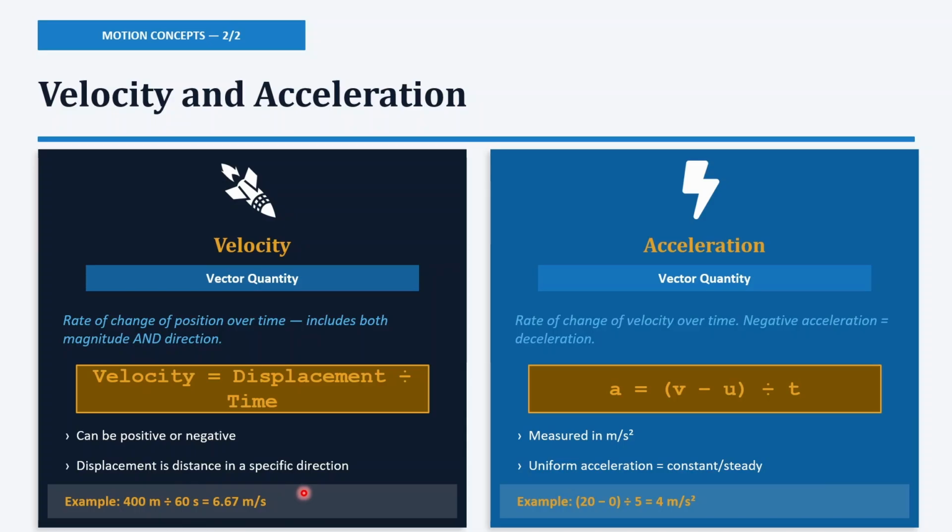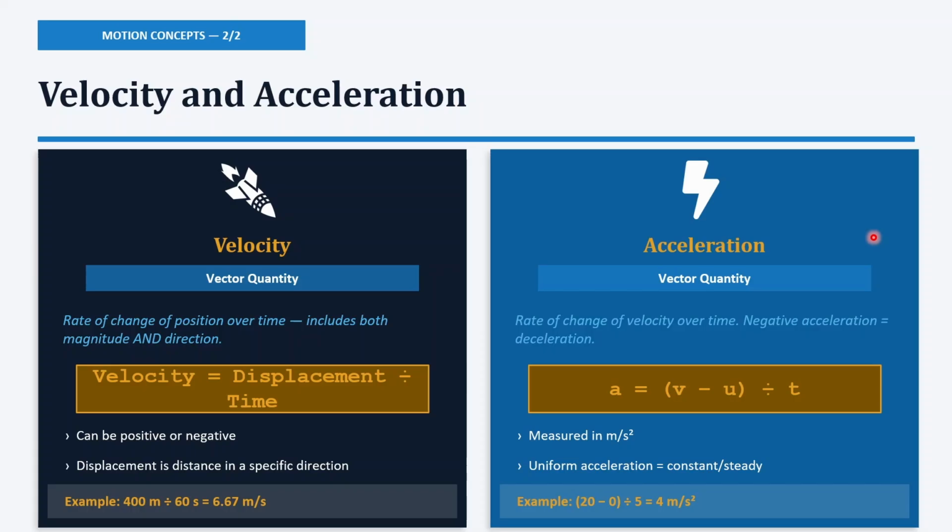In most examples that we give, we make it simplistic so we don't worry about the direction a lot. But to be accurate, whenever you talk of velocity, you need to include the direction. And that's the main difference between velocity and speed. Now, the second important concept here is acceleration. Acceleration is the rate of change of velocity over time.